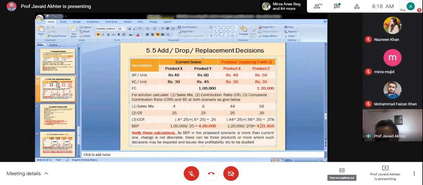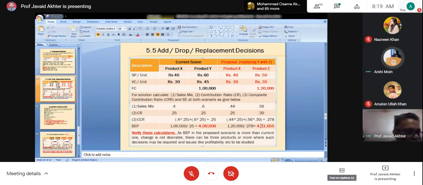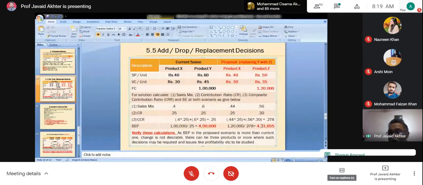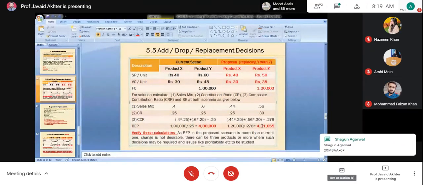Now come to decision. What decision will you take? Accept the change proposal or reject the proposal? Reject the proposal. Okay, you should reject the proposal. Why? BEP is more in the proposed. Okay. Again, if we reject the proposal if BEP is more, why do we do so?